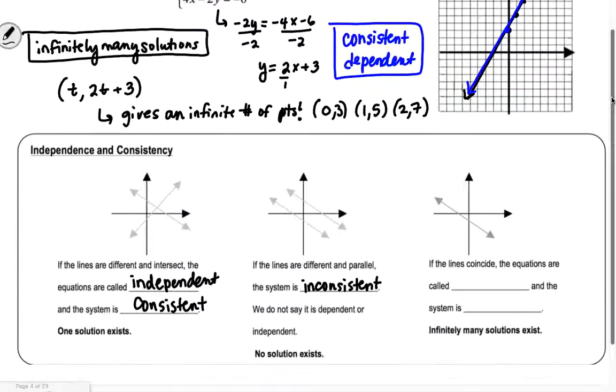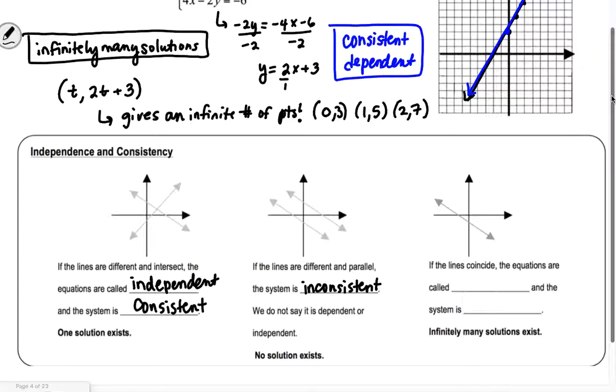And then the last little bit says if the lines coincide, so they're one directly on top of the other, the equations are called dependent. And the system is inconsistent. Or not inconsistent, what am I talking about? Consistent. Okay, does that make sense?